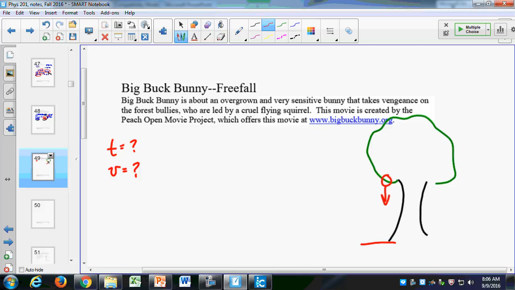I know a couple things about this. I know the acceleration is -10. That's because it's the acceleration due to gravity. It's falling vertically, so it's -10. It's in free fall. I also know that V naught is equal to 0. And then I can make some assumptions.